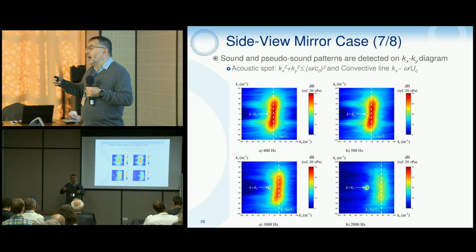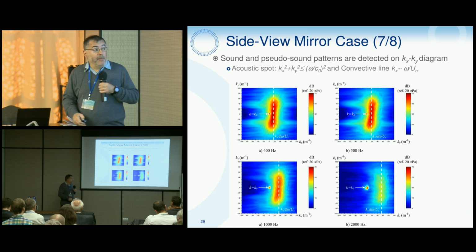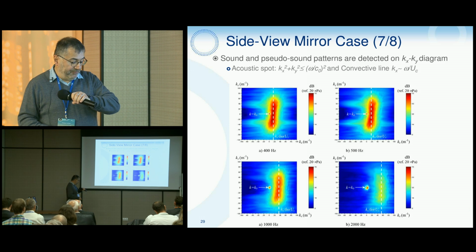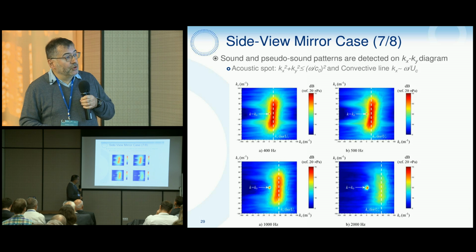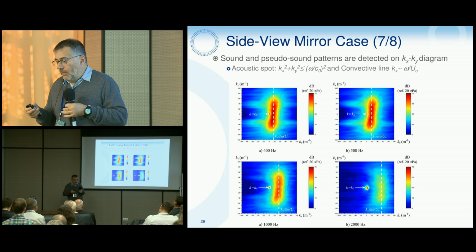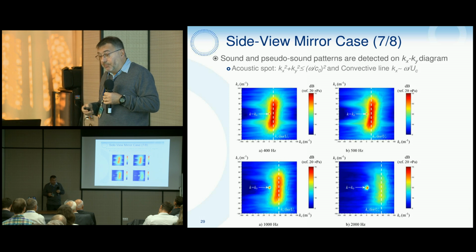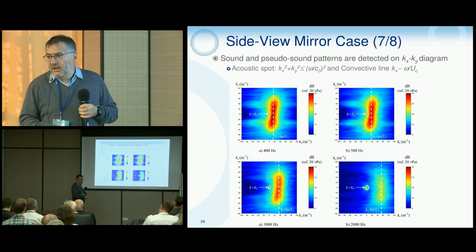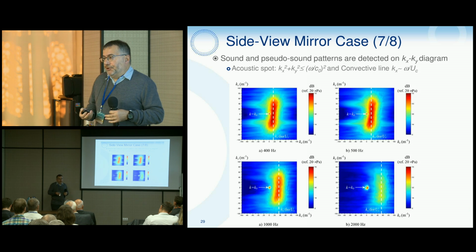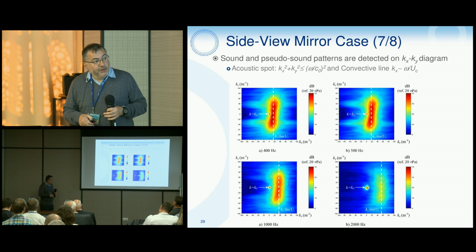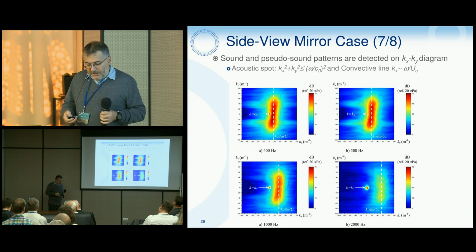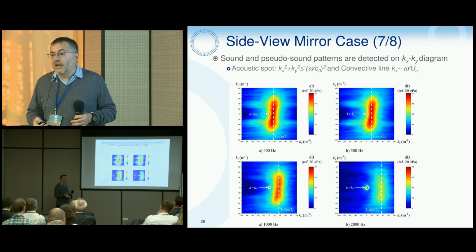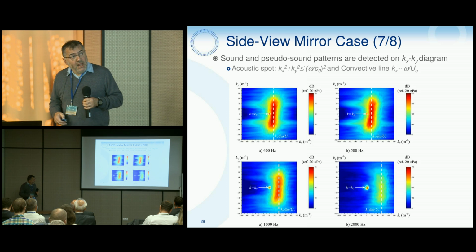Of course, as you go further into the high frequency domain, the separation is easier, and you can also see that the amplitude of the convective fluctuations is decreasing, making the acoustic spot, the acoustic circle, more evident and easier to detect.